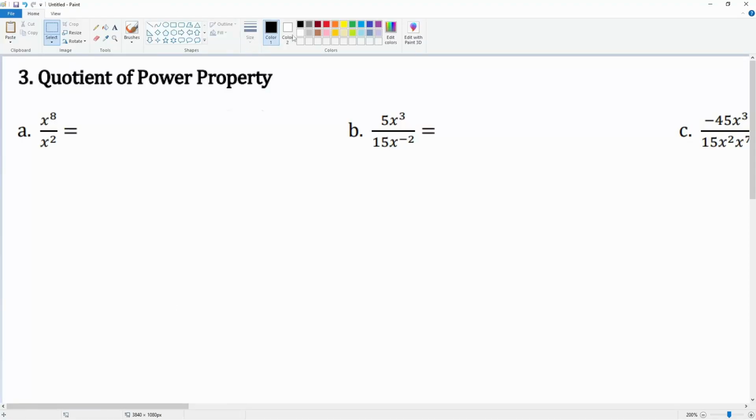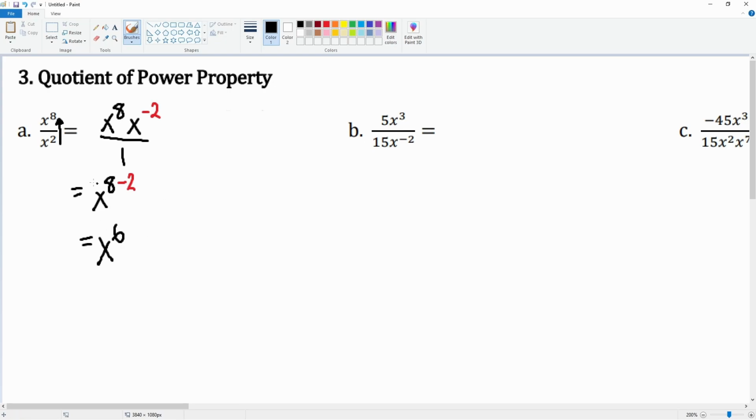Number 3, we're going to look at the quotient of a power property. Notice that there's an x to the 8 on top and an x to the 2 on the bottom. What I'm going to do is move this to the top of the fraction. So there's an x to the 8th and the x, but now it's a minus 2 because it went to the top, and there's a 1 on the bottom. Next, we can add the exponents. 8 minus 2. This looks like the quotient property, so the answer is just x to the 6th power.